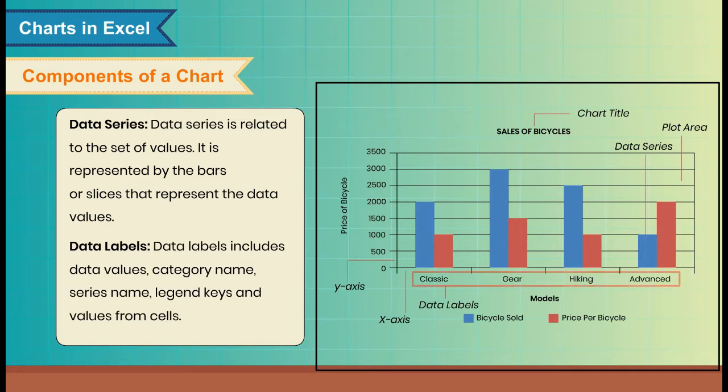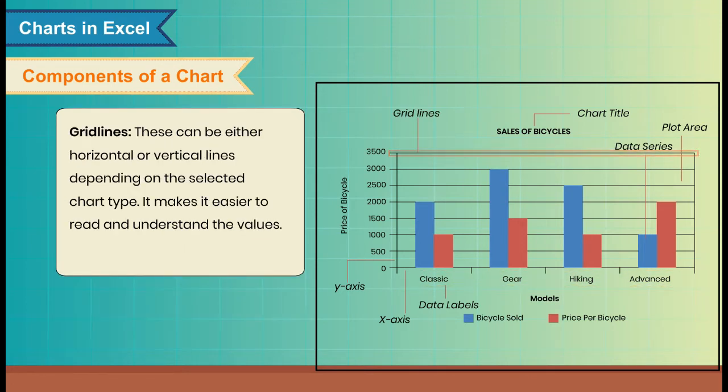Data labels. Data labels include data values, category name, series name, legend keys, and values from cells. Grid lines. These can be either horizontal or vertical lines depending on the selected chart type. It makes it easier to read and understand the values.